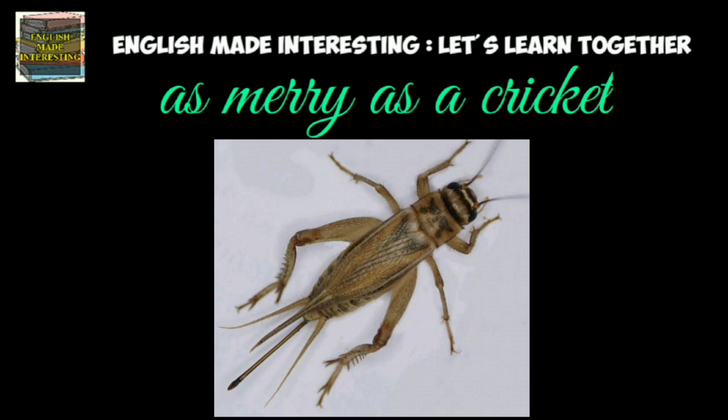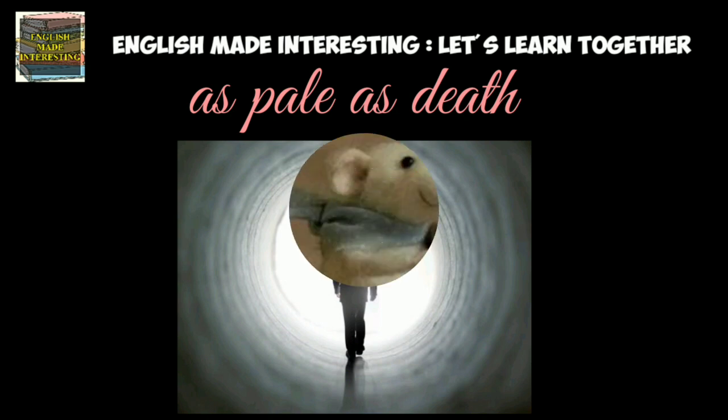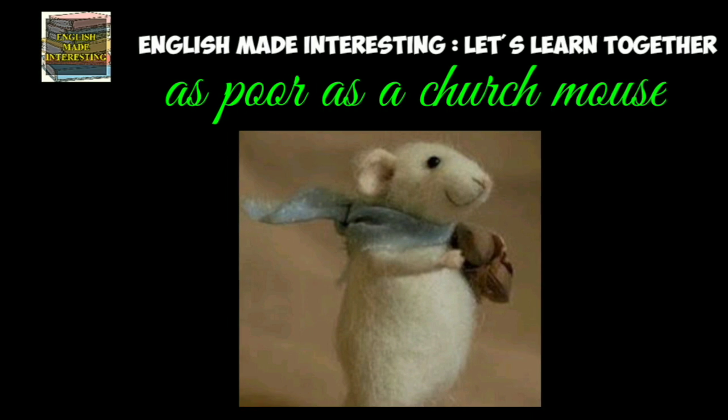As merry as a cricket. This refers to a lively, playful person who is full of fun. As pale as death. This refers to someone who is exceptionally pale and it may be due to nausea or fear. As poor as a church mouse. This refers to a person who is extremely short of money.